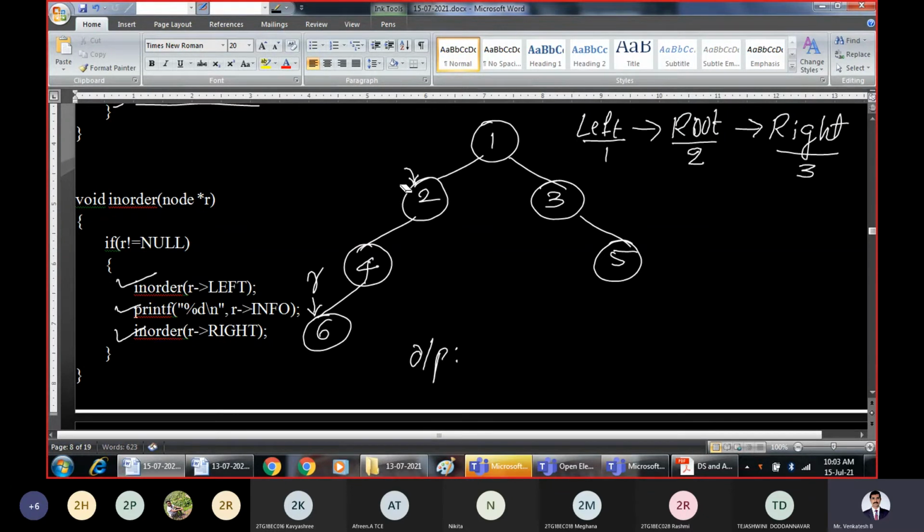Now where is the root pointing? Now our node of interest is 6. Whenever you are present at this node, again apply the same rule. What is that? Go to left, but there is no left subtree for this. We need not process it. Then after the left of 6, now you have to process the 6 itself. That means you have to print. After left, now you have to print the root value. So what is the root value here? 6. So 6 is displayed.